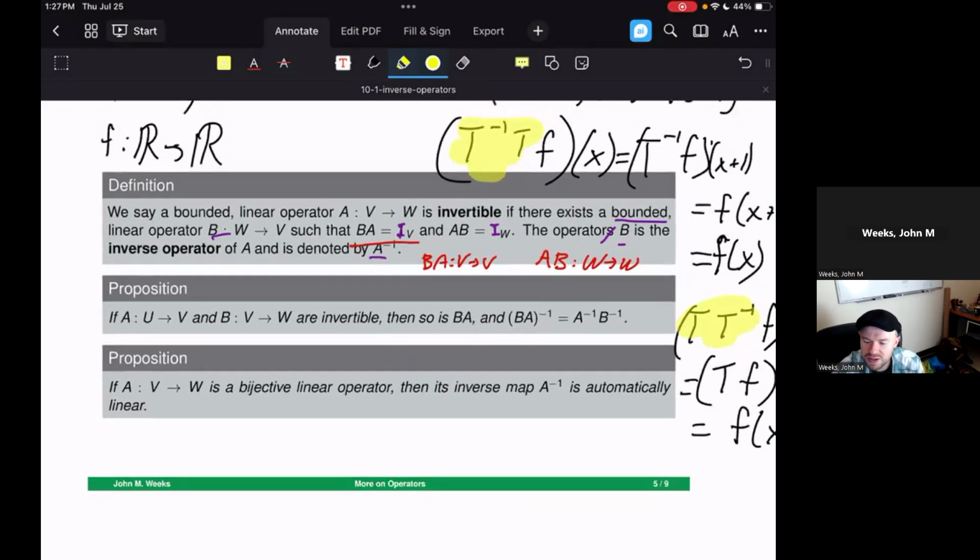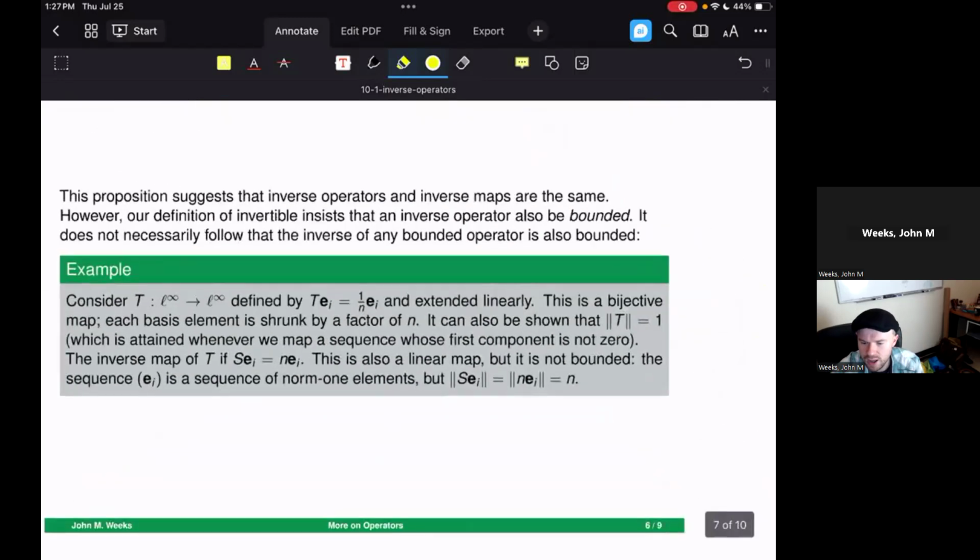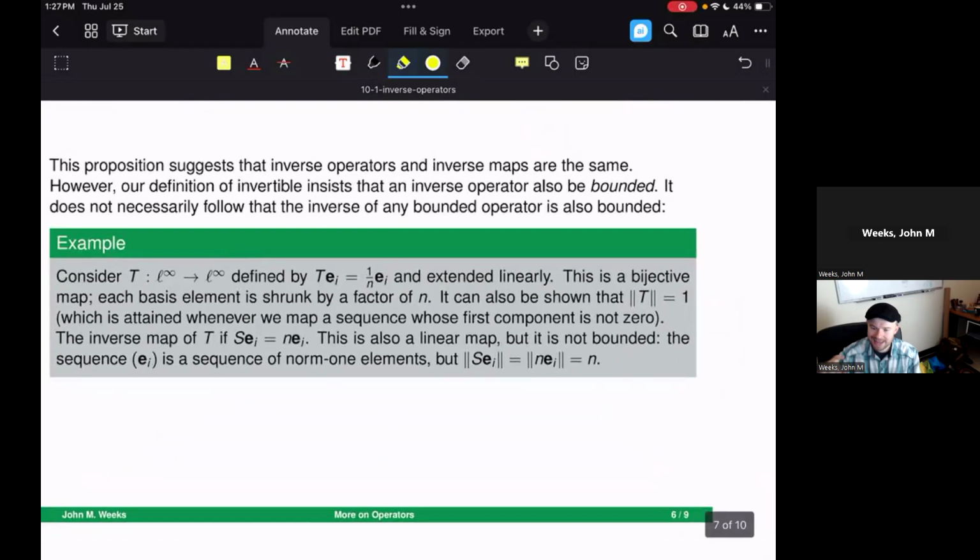But I want to show you this example of an operator that is bounded, but when you take its inverse, it is not bounded. Let's go back to the space of little l infinity, and let's take something that takes our standard basis vectors from little l infinity. Recall, this is the vector that has a 1 in the spot and 0 elsewhere. So e sub i, for example, has a 1 in the ith spot and 0s elsewhere. That is a bounded sequence of norm 1.